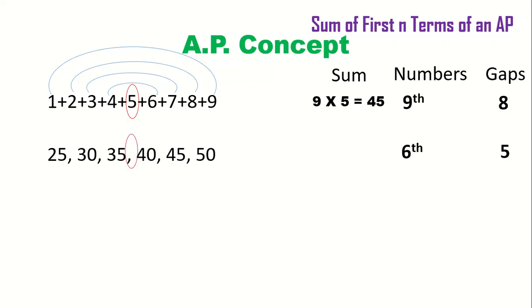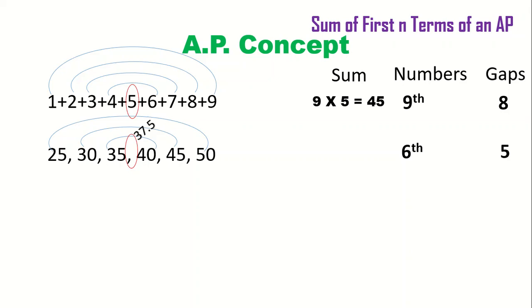The same way we can move on to the next one. Here there is no middle number as such, because this series is an even series, so there is no middle number, but we can take a middle number like 37.5, and you can equate all the numbers to 37.5.